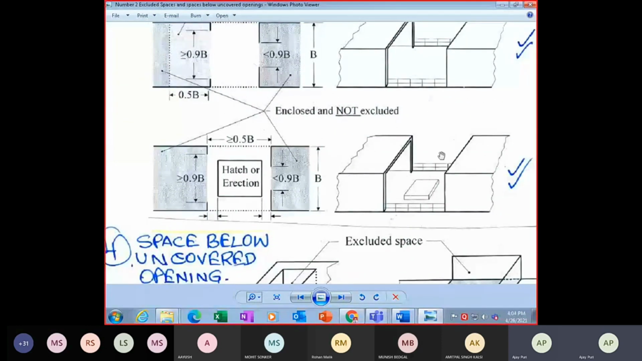So you have a separation of openings by a certain space. You have railing here or bulwark here, and then you have a hatch or erection here. And the distance between these two openings is greater than b by 2. The distance from this point to this point is greater than 0.9b. This area is little more covered, so the distance from this point to this point is less than 0.9b. Now, similarly, I'll show you this diagram also.